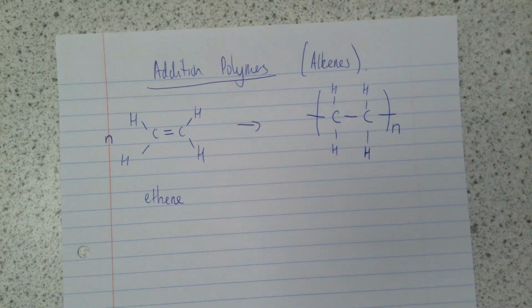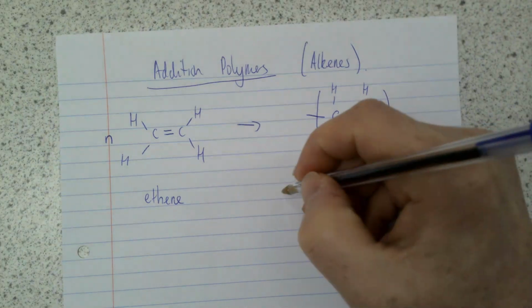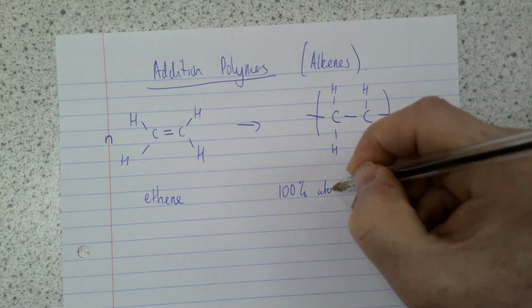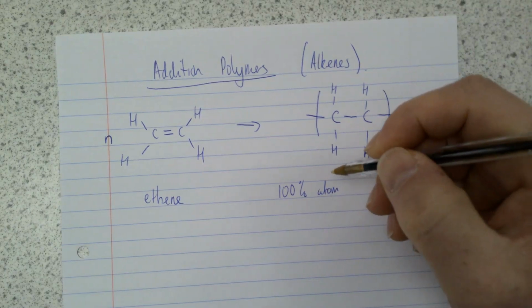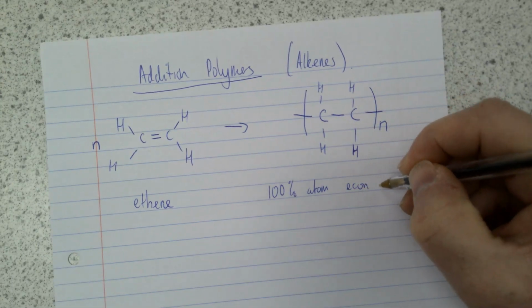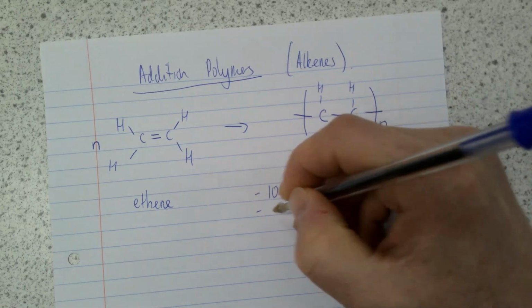Now, because this is an addition reaction, just like the addition reactions we did with alkenes in the previous lesson, the atom economy here must be 100%, right? Because there's no byproduct. It's just the molecules joining together. 100% atom economy. These are the kind of details I expect you to know if you want top marks, by the way. Atom economy, because there's no byproducts.